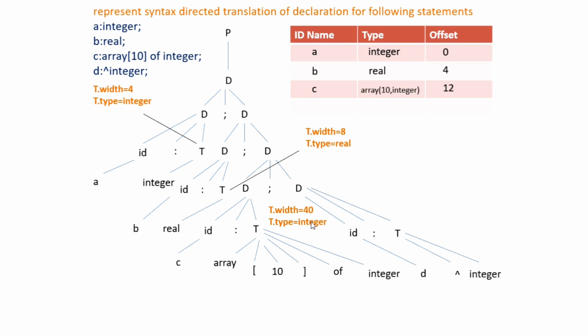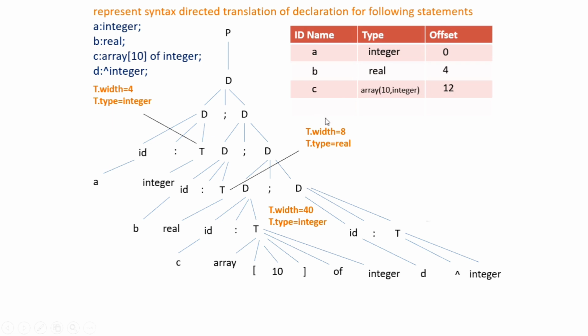So now what happens here is, the offset is 12. Why? Because the initial offset for B is 4. Now the width of B is actually 8. So 4 plus 8, 12. So 12 will be the starting address location for C.